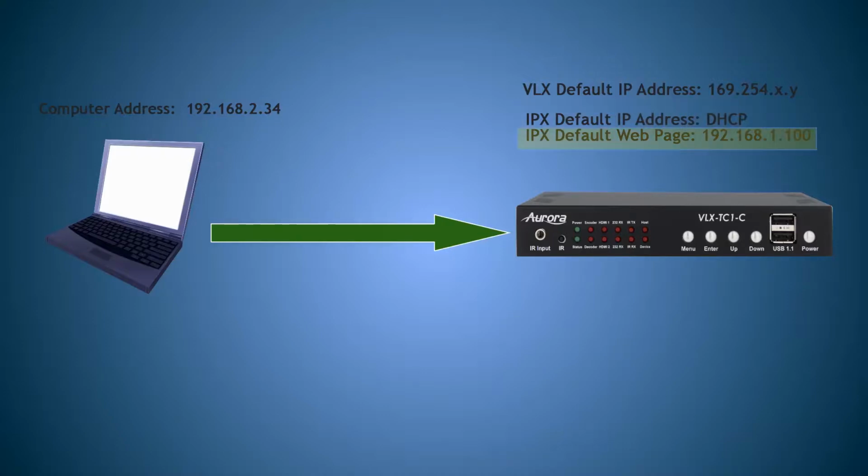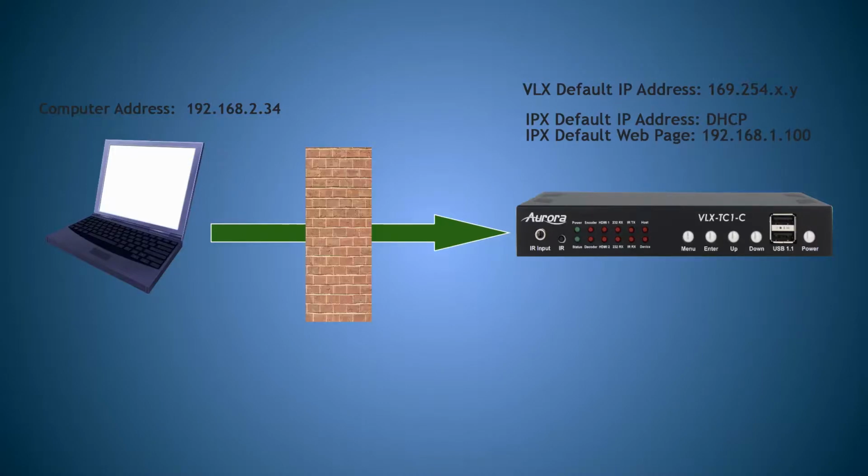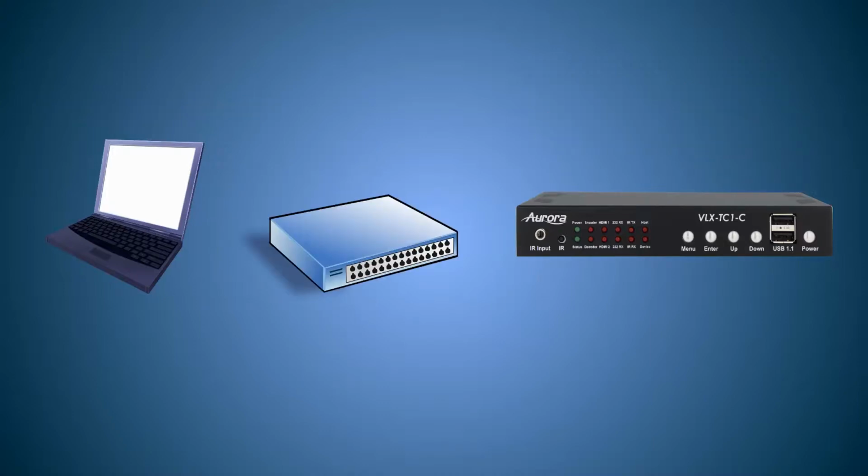The IPX defaults to DHCP mode, that is, it obtains an address from a managed server. The IPX also has a separate address for the web configuration pages. This is 192.168.1.100. There are other factors that can inhibit connection, such as firewalls, that is, security hardware or software designed to minimize threats by limiting access, and managed switches, with VLAN settings that may differ from your expectation.